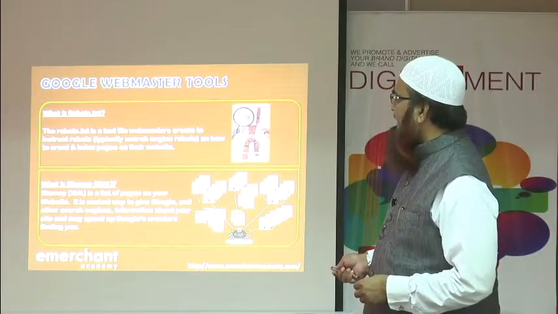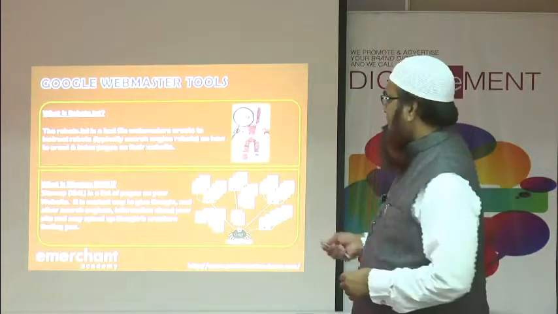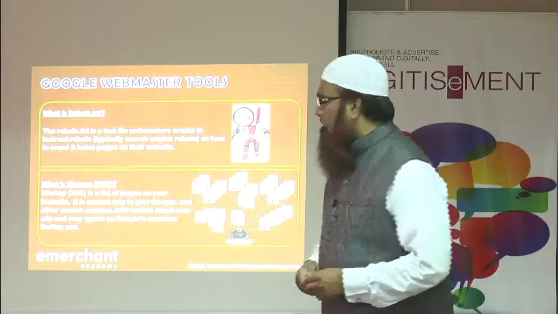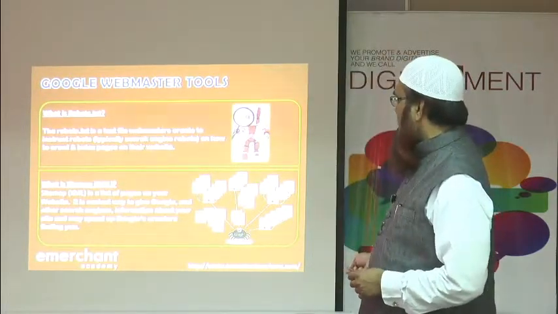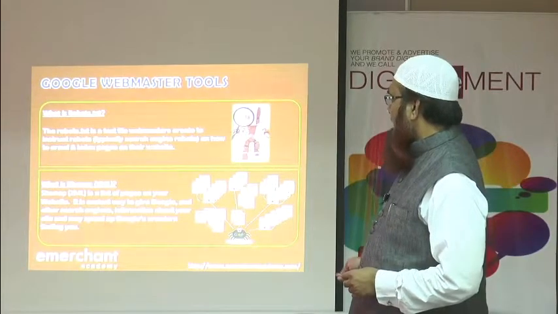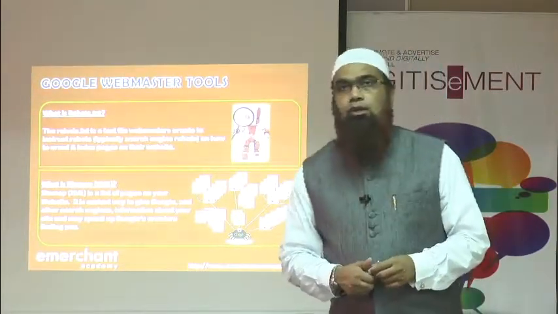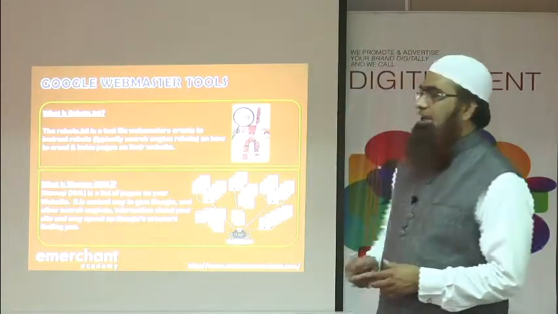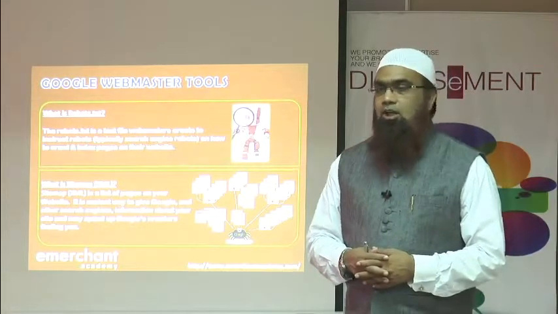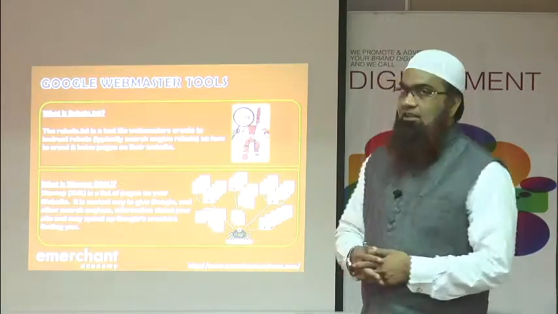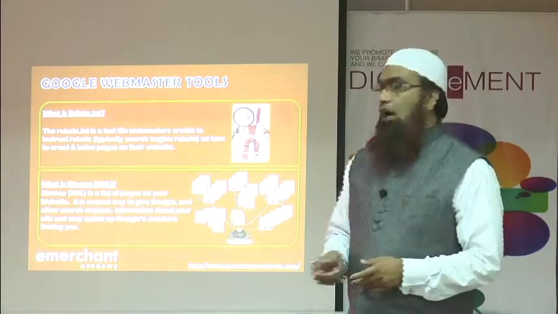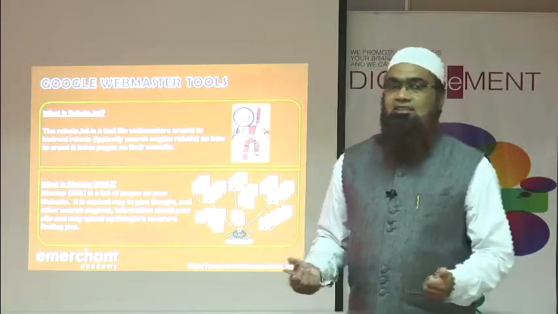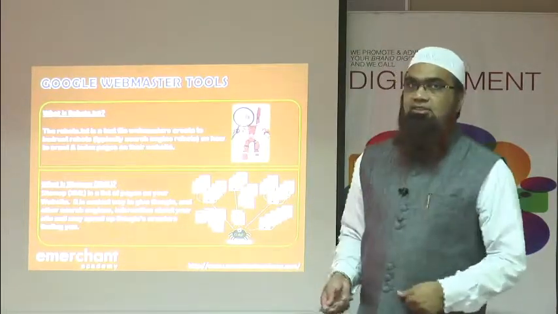Next important point is the sitemap, the XML sitemap. This sitemap XML is a list of pages on your website. It is the easiest way to give Google and other search engines information about your site and may speed up the Google crawler in finding your website. That means this sitemap.xml helps the Google crawler understand how many pages there are, which pages they are connected from, and how frequently they are updated. So actually you are sending a message to Googlebot that these are the important pages listed on your website.